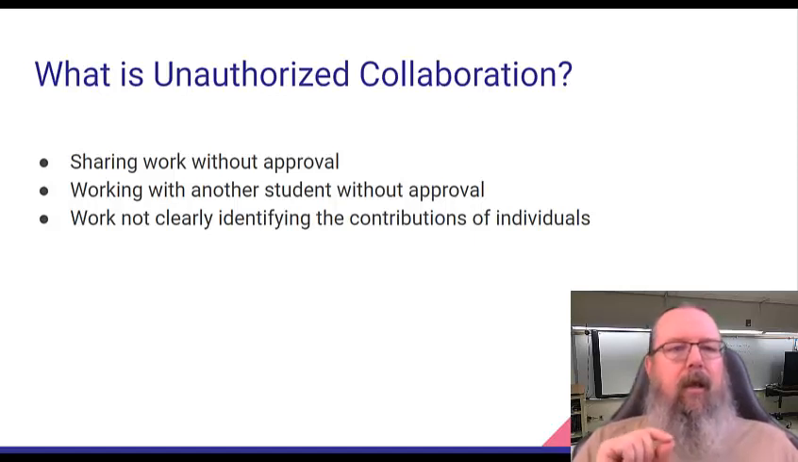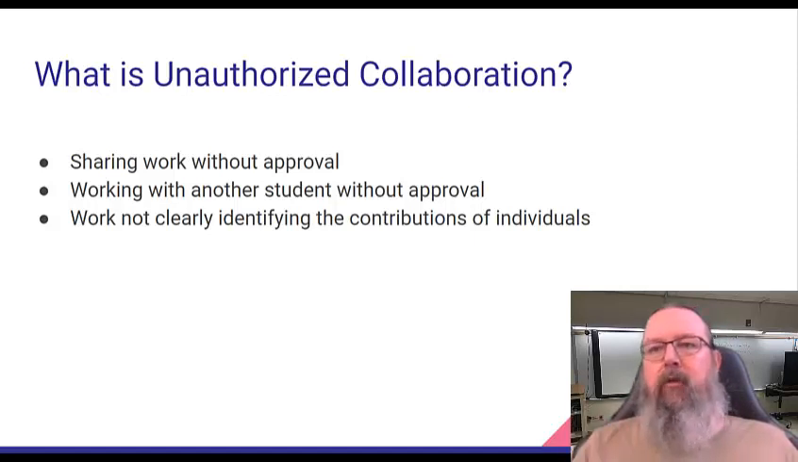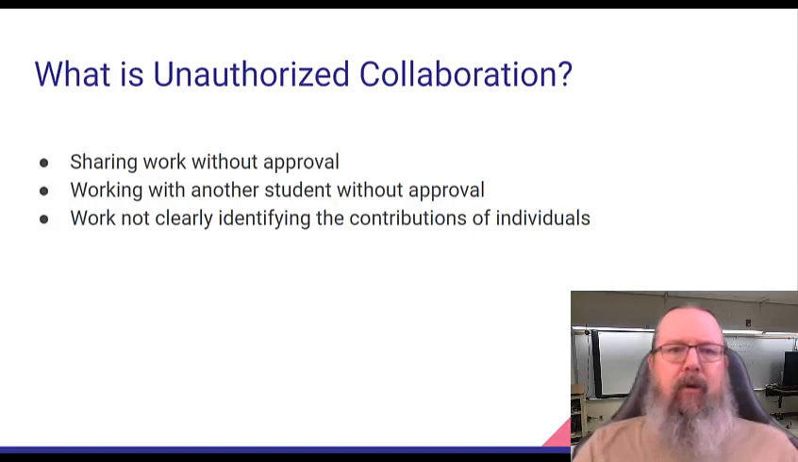That's not good. Maybe you're working with someone else, and this is supposed to be an individual assignment. That's unauthorized collaboration. Working with another student without approval. Maybe you're helping somebody on a project, but it's supposed to be individual. And then when the teacher grades this, they're grading it based on an individual's work and not a collaborative effort. And then the assessments will be incorrect. We can't have that. Work that is not clearly identified. Who's contributing to this? We need to be sure who's doing what.